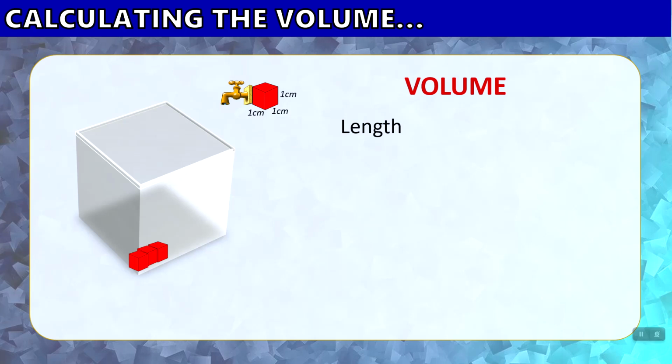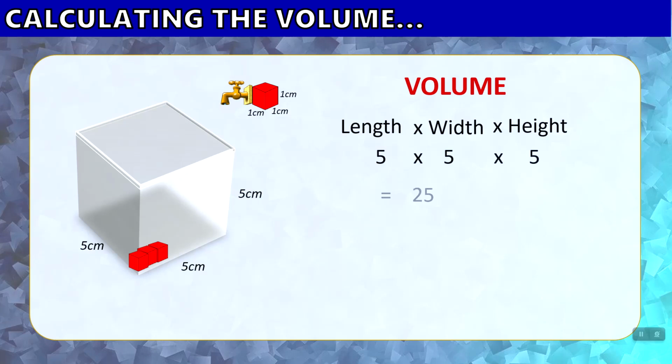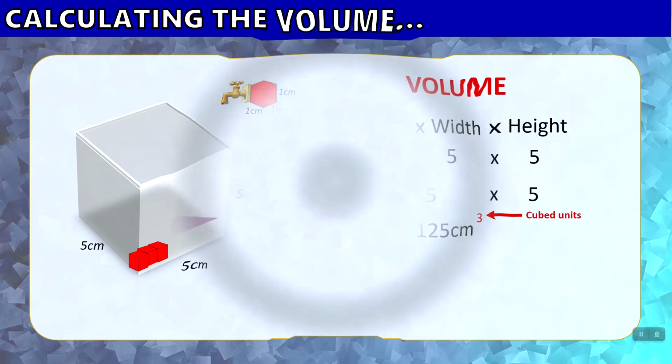Instead of doing that, we can use the formula length times width times height. And so if we imagine in this cube, the length is 5, the width is 5, and the height is 5, all we have to do is multiply 5 times 5 times 5. 5 times 5 is 25, times 5 again gives us 125 centimeters cubed. Every time we talk about volume, we have to state it as cubed units.